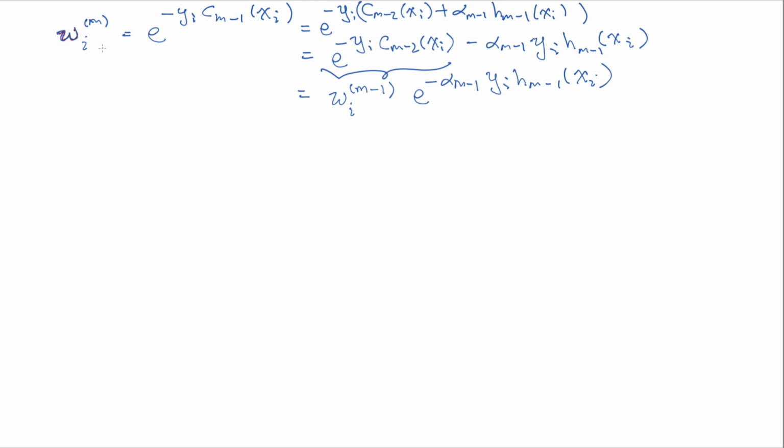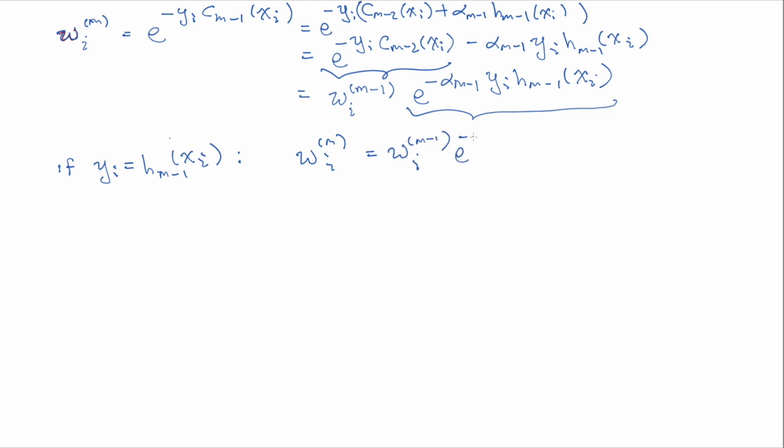Right, so we see we have this recursive relationship where the weight at time m is equal to the weight at time m minus 1 times this update factor here. Okay, so let's break this down into two cases, whether we make mistakes or we don't. So if yi equals hm minus 1 of xi, then the weight update is the previous weight times e to the power of negative alpha m minus 1, and yi hm minus 1 xi just goes to 1.